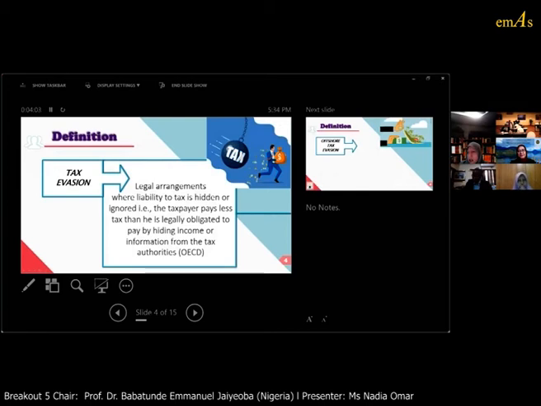Tax evasion is defined by the OECD as a legal arrangement where liability to tax is hidden or ignored. It means the taxpayer pays less tax than he is legally obligated to pay by hiding income or information from the tax authorities. So the keyword here is hiding income. Why do they hide it? Because it means to avoid being taxed.